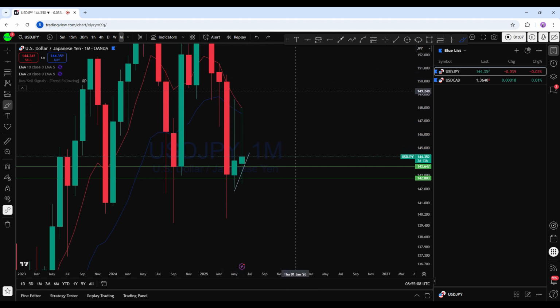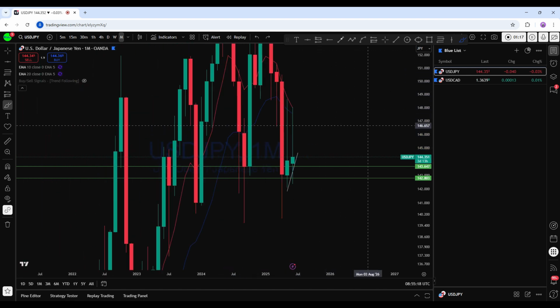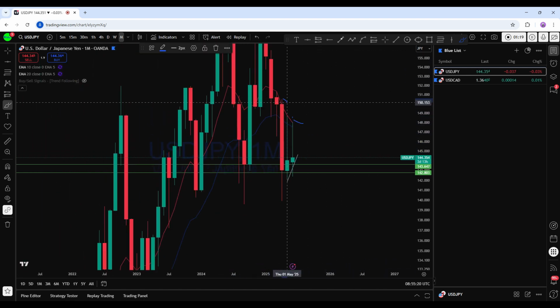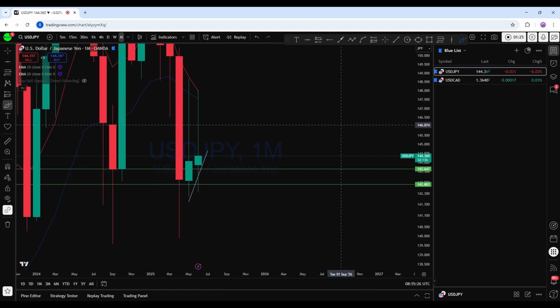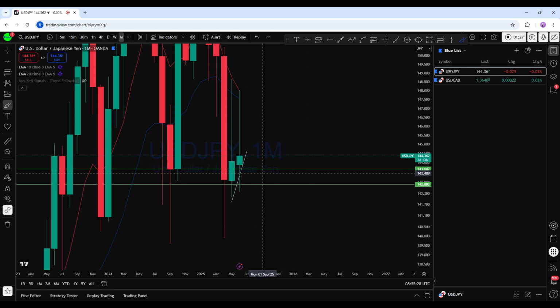So we can see that after creating a lower high on dollar yen, the market has made its move back to this support level. Now as the price is maintaining that series of lower highs with multiple rejections, we can see potential bearish pressure here, and the price is approaching this monthly support level, and we may see potential downtrend continuation in this market.